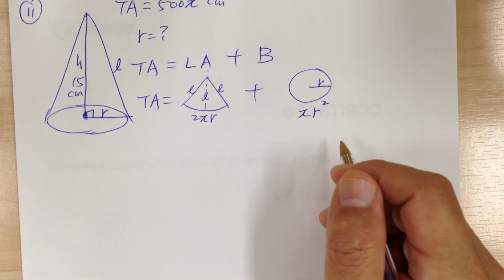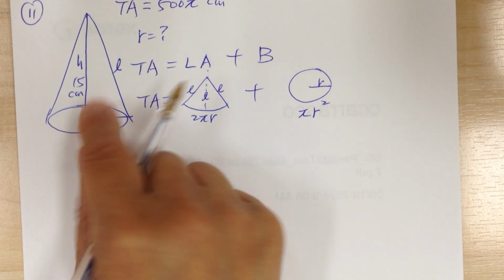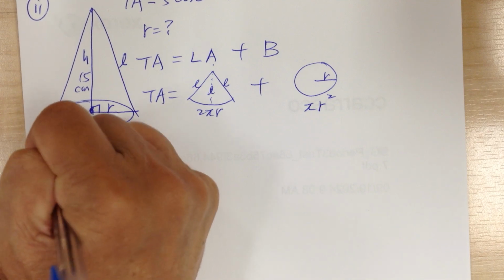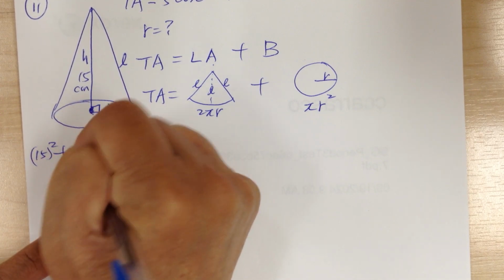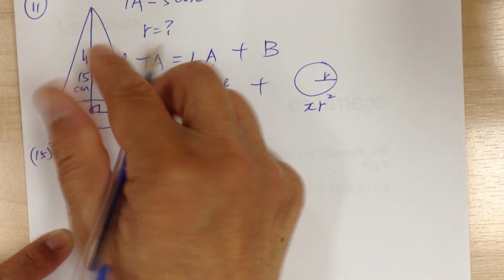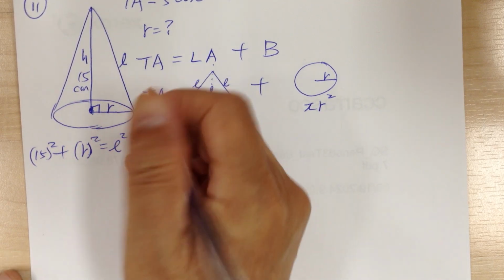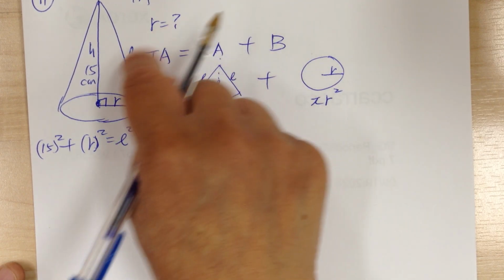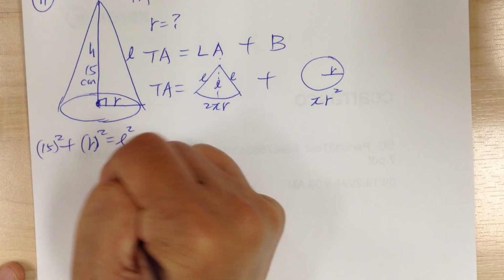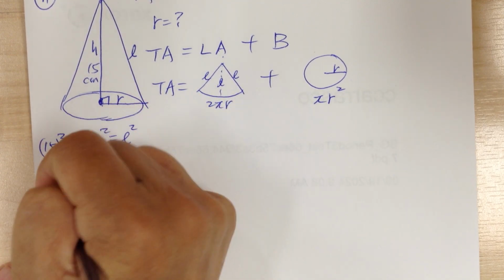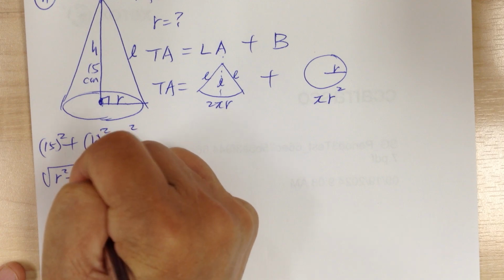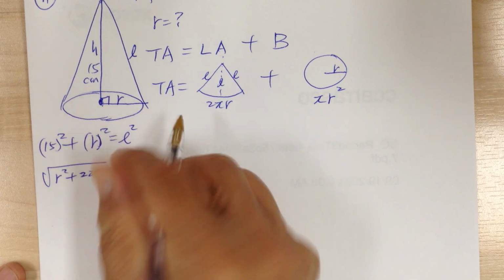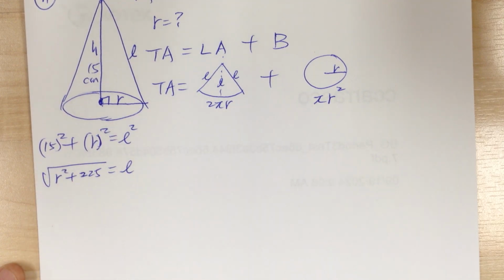Once we do that, we don't know the L, so we have to use the Pythagorean theorem. So over here, it'd be 15 squared plus r squared, right? a squared plus b squared equals c squared. We want to get rid of the L because we're looking for r. So take the square root. It'd be the square root of r squared plus 225. Again, you add and you take the square root.